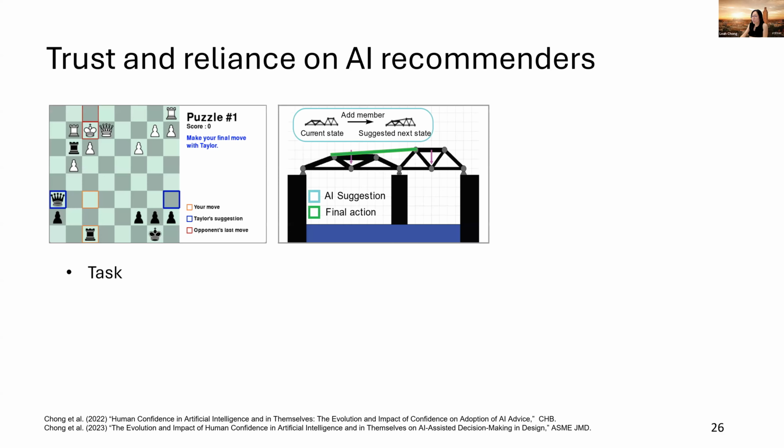I've done this work through two different tasks. The first is a non-design task, which is a chess problem, and the second is a design task. Both of these tasks look very similar. Participants receive an AI suggestion on the best next move, and then they have to either accept that suggestion or reject it.